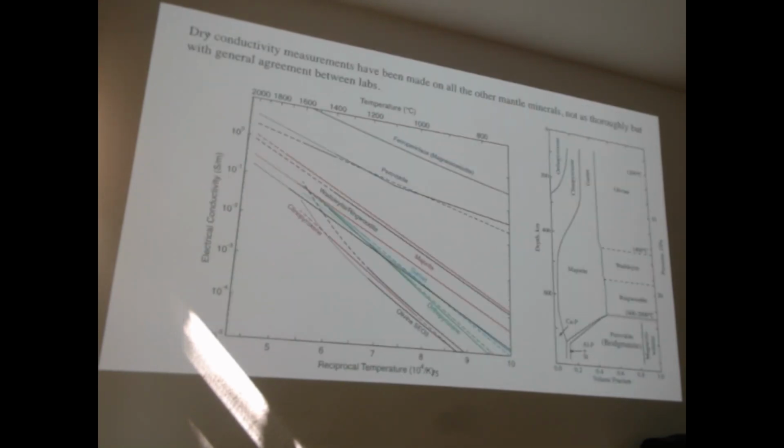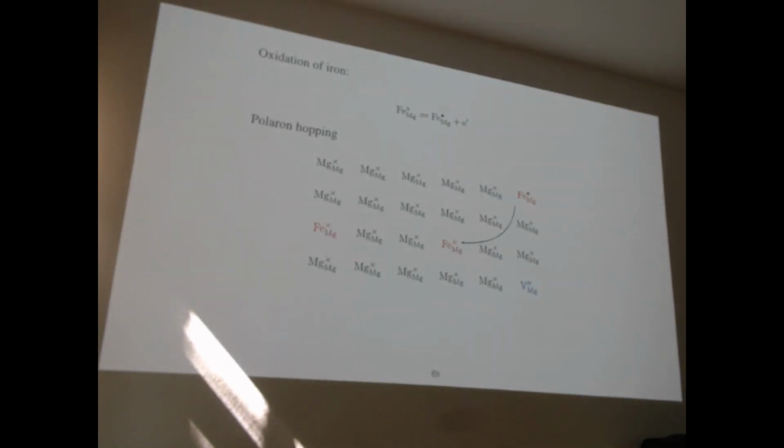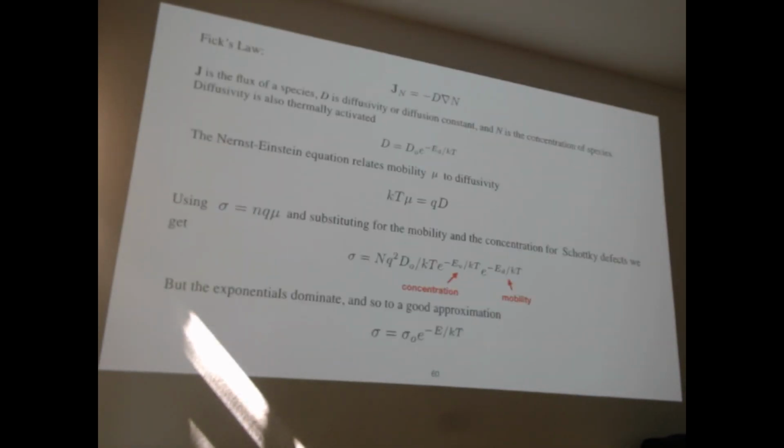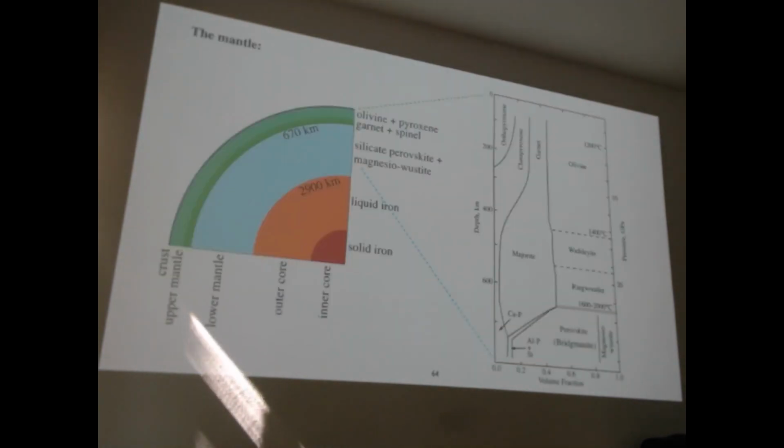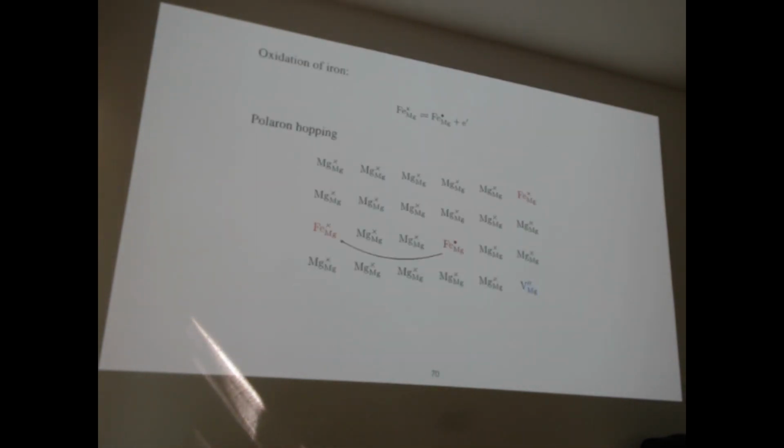So it's back to this picture here, that as the temperature goes up, you can suddenly end up with a different charge carrier. And that's exactly what happens in olivine. At low temperatures, it's this polaron hopping, and then at high temperatures, it becomes magnesium vacancy. The mobility of the magnesium vacancy with temperature goes up faster than the mobility of the polaron hopping.